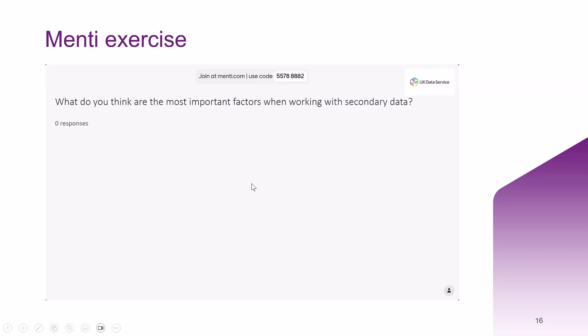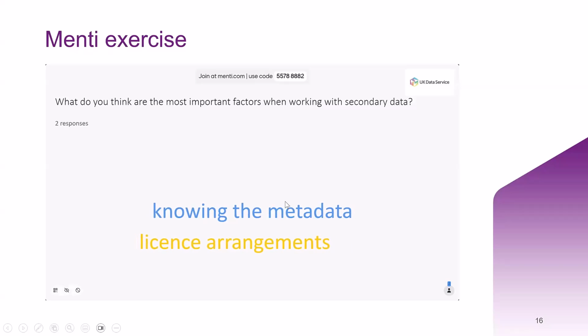And I'm asking this because at the end of the day, when we want to share our own data, it's ideal to take this researcher-centric approach. What would other researchers need to make use of my data? So what do you think are the most important factors when working with secondary data? Knowing the metadata, license agreements.